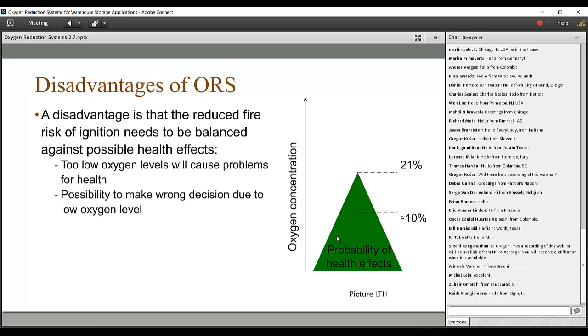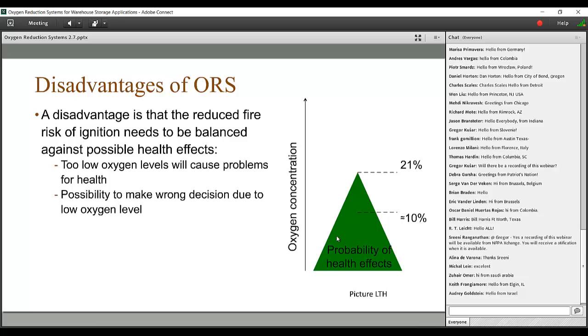The consequences of these lower oxygen levels is, of course, the health. You can get dizzy and also lose consciousness, but also a reduction of the oxygen level could make you make the wrong decisions because of that.